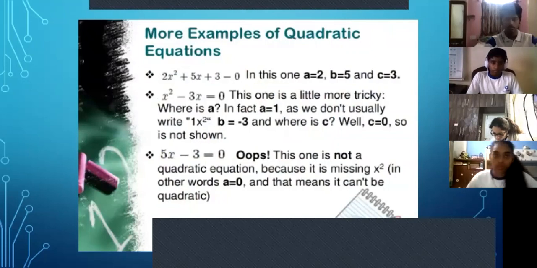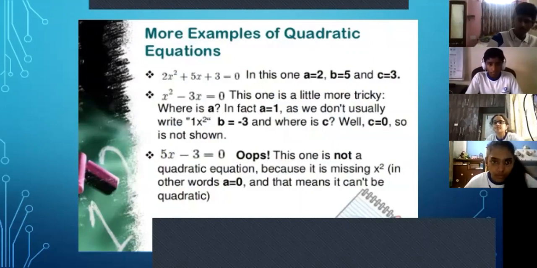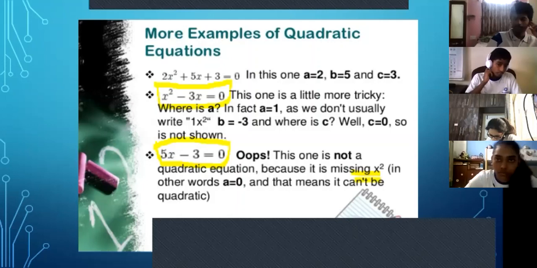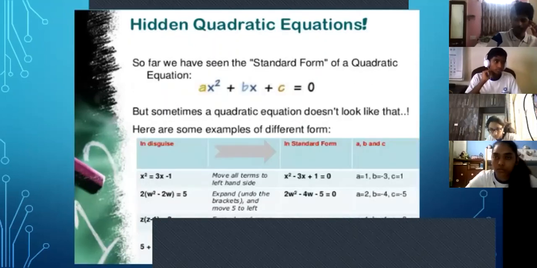Okay, fine. So there are some more examples of quadratic equations. What about this one? x square minus 3x is equal to 0. Is that in the form of a quadratic equation? Yes, ma'am. As soon as you see there's an ax square term, we are fine with it. What about this one? 5x minus 3 is equal to 0. Is it a quadratic equation? No, ma'am, because of the missing x square term. That is the most important thing that you should keep in mind.